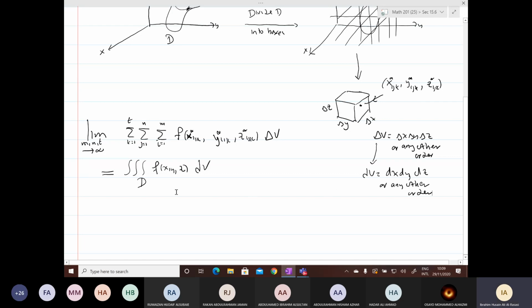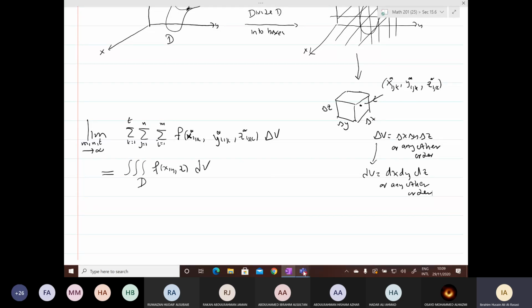The definition now of the triple integral is a limit of a triple Riemann sum. And you do the procedure that we did in double integrals, but without worrying about the geometric meaning. It is a limit of a Riemann sum. So this is the definition of the triple integral, a limit of a triple Riemann sum.